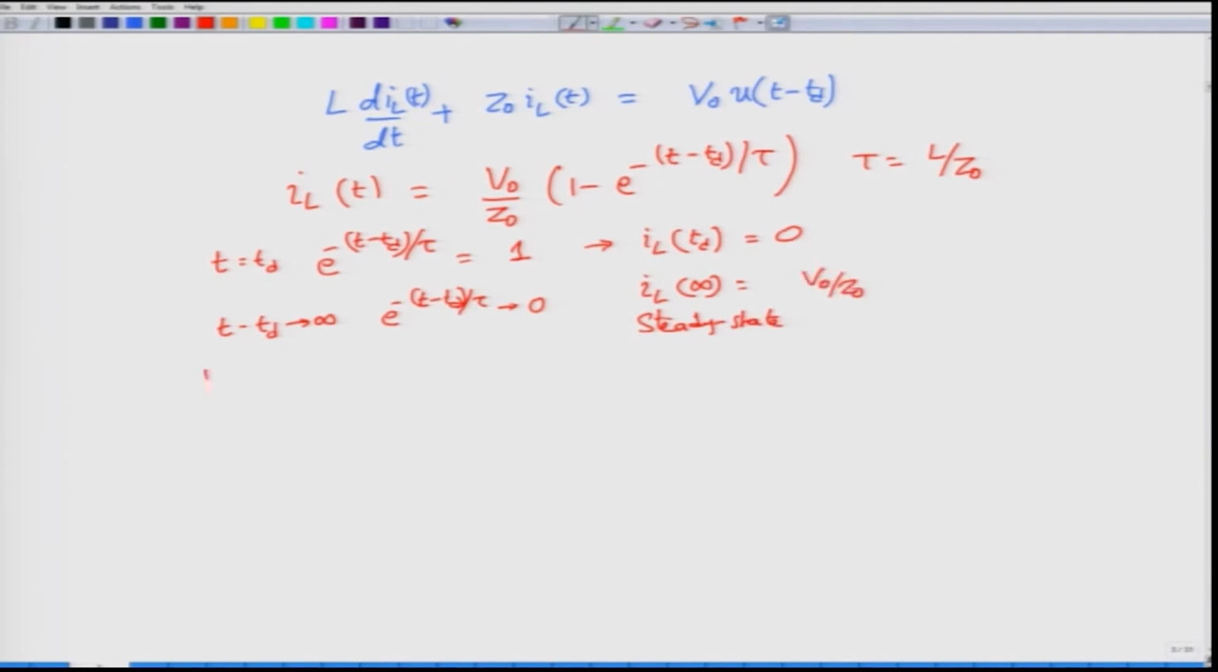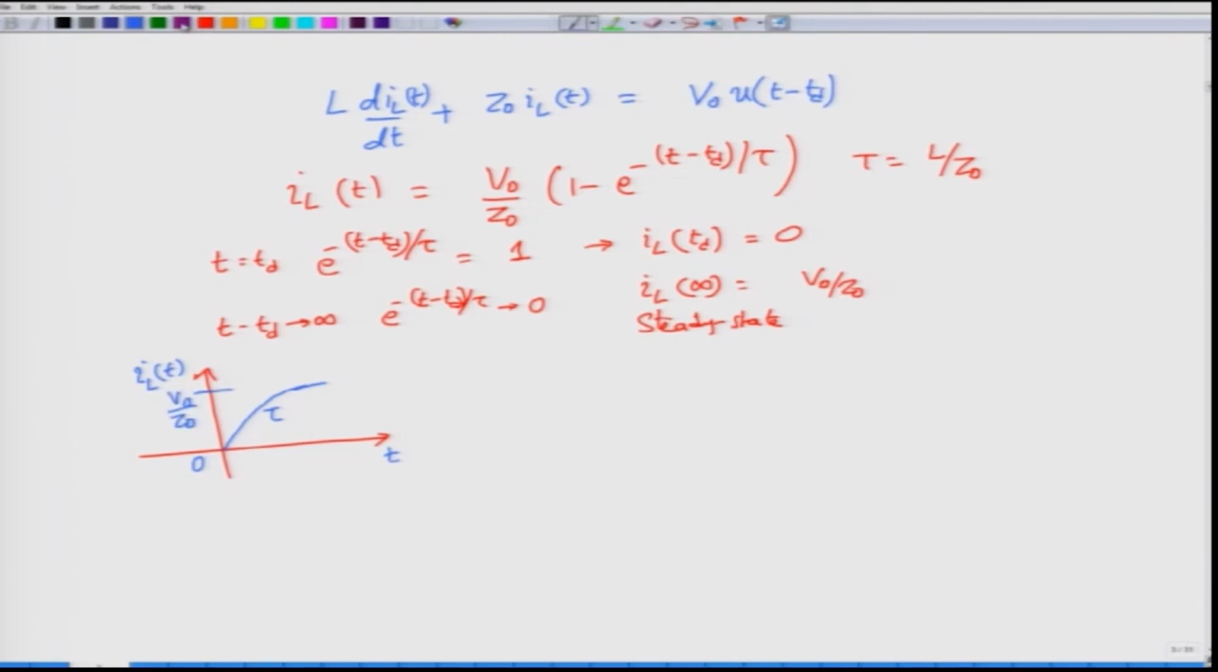In between, how does this charging process look? We are very familiar with this, the exponential. So initially you are starting at 0 and then you slowly go up, exponentially, or rather 1 minus exponentially, with a time constant of tau. So this is with respect to the time axis. This is the current IL of t. So initially 0, to a final value of V0 by Z0.